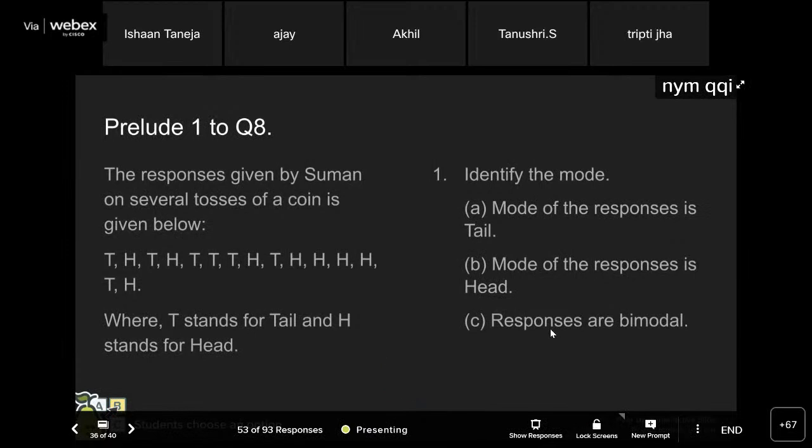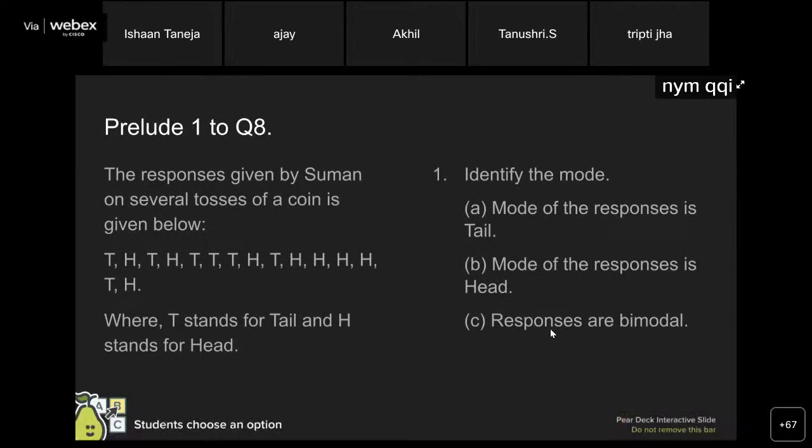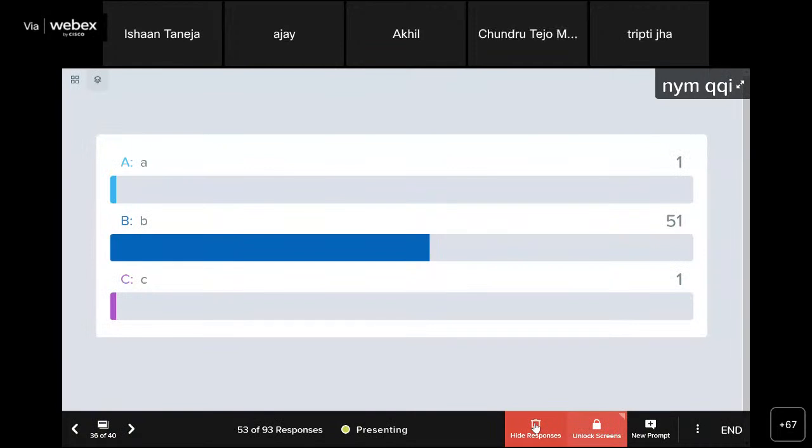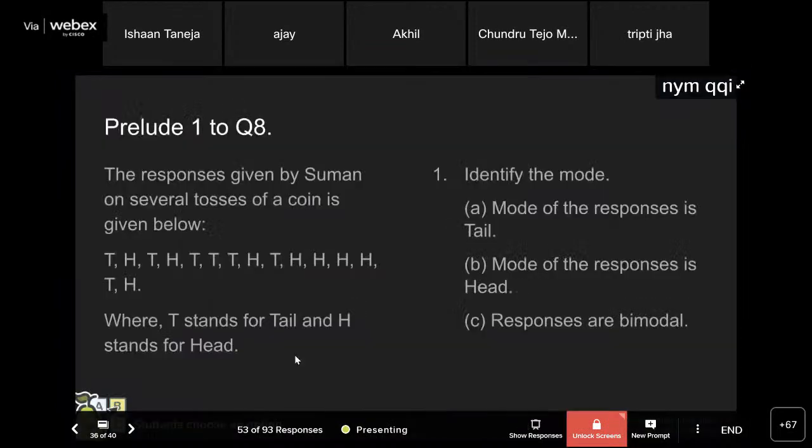Okay, so does anyone of you need more time for this? Please answer correctly. We have spent a lot of time on this. Okay, so the mode of the response is here.